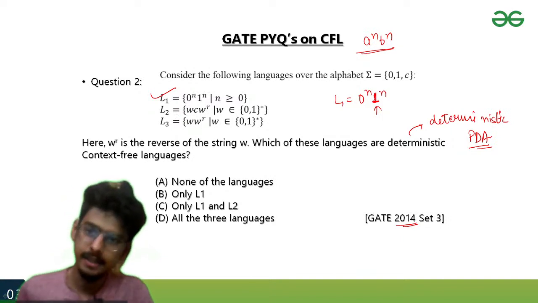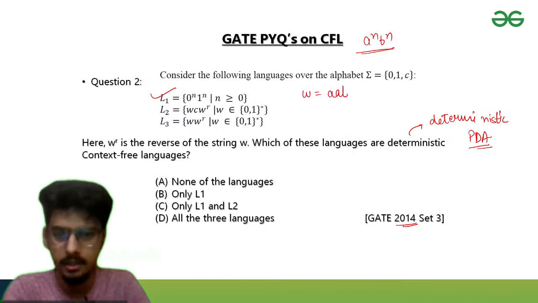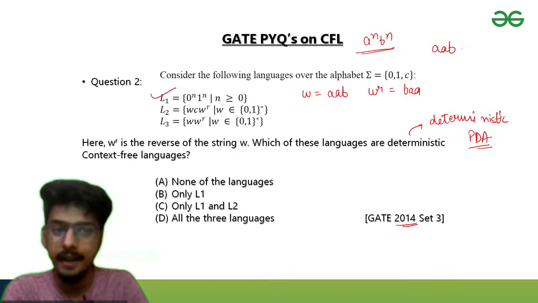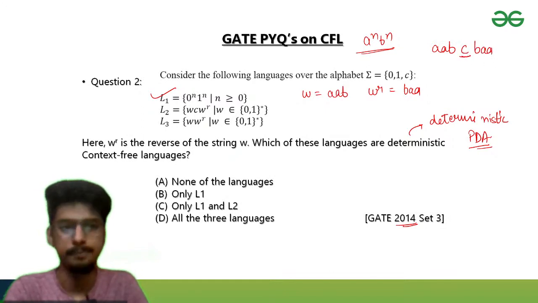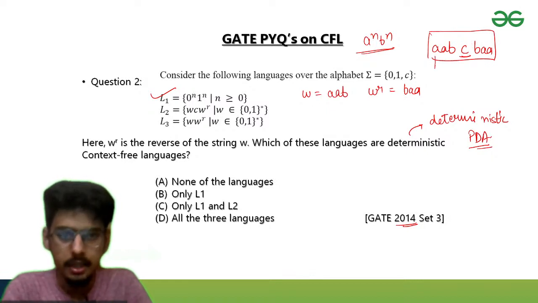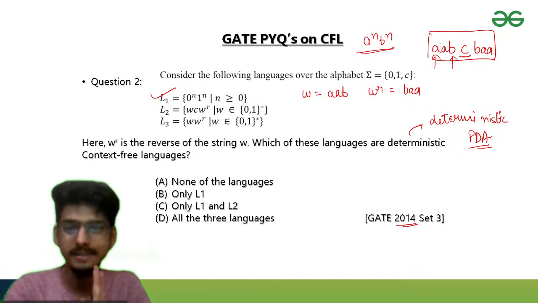L2 is of the form WCW^R. Let's suppose W is AAB, then W^R will be BAA, right? So the string will be AAB, then I will see a C in the middle, and then I will have the reverse of the string. This is the kind of string I am going to have. Now the approach will be that whenever you see an A, just push it into the stack. Whenever you see a B, just push it into the stack, till the time you have not seen a C.